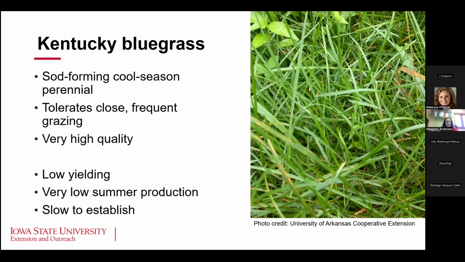It is going to have very low summer production, quite a bit lower than most of our other cool season species because it will go dormant at even a hint of really hot, dry conditions. So for the next week to 2 weeks here in Iowa, it looks like we're expecting very hot temperatures and very low likelihood of rainfall. And I expect that we will see a lot of dormant or near dormant Kentucky bluegrass. And then this is another species that can be very slow to establish.